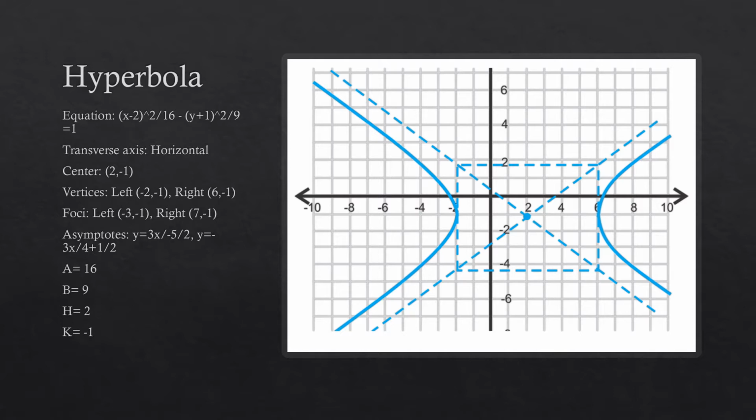The foci left, negative 3, negative 1. Right, 7, negative 1. The asymptote equals 3x over 4 minus 5 over 2. And then the next one is y equals negative 3x over 4 plus 1 over 2. The equation for this graph is x minus 2 squared over 16 minus y plus 1 squared over 9 equals 1.